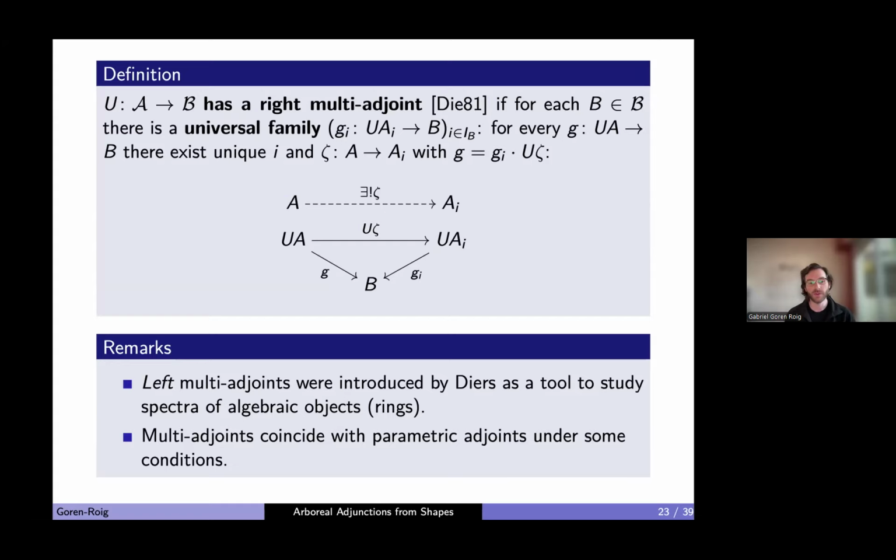And then also there's another notion, a weaker notion, which is maybe more well-known, which is parametric adjoints. So I just wanted to mention that these two notions coincide. Multi-adjoint and parametric adjoint do coincide under some conditions, but we're not interested in those conditions specifically right now. They might or might not hold for our cases of interest. So this is the definition.